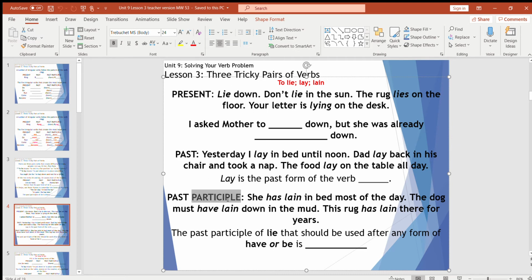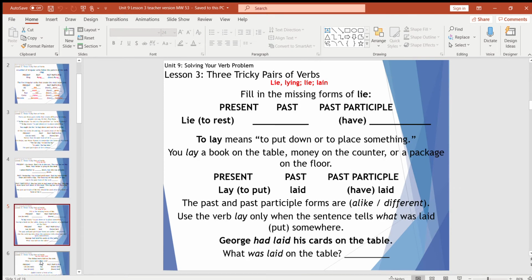So then for the past participle, she has lain in bed most of the day. The dog must have lain down in the mud. This rug has lain there for years. So the past participle of lie that needs to be used after any form of have or be, of course, is lain. Have lain. Okay?